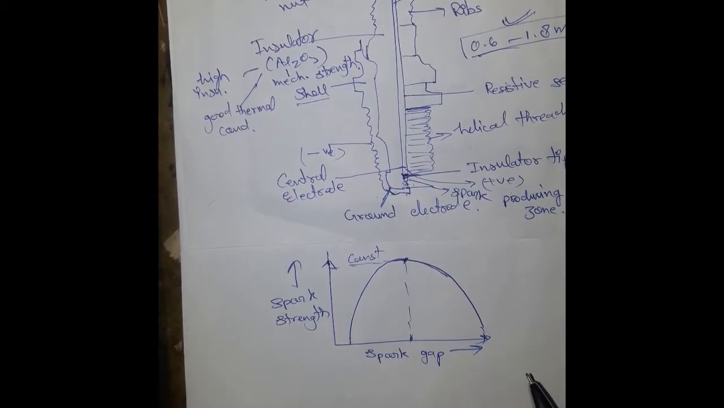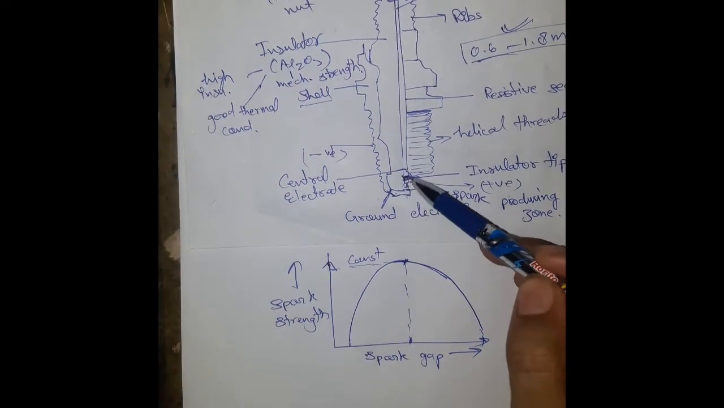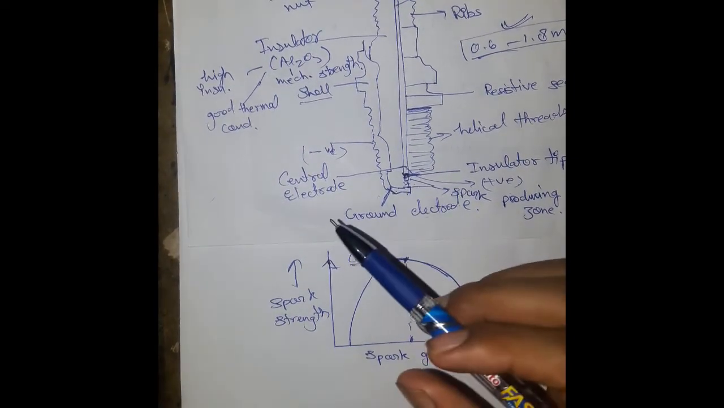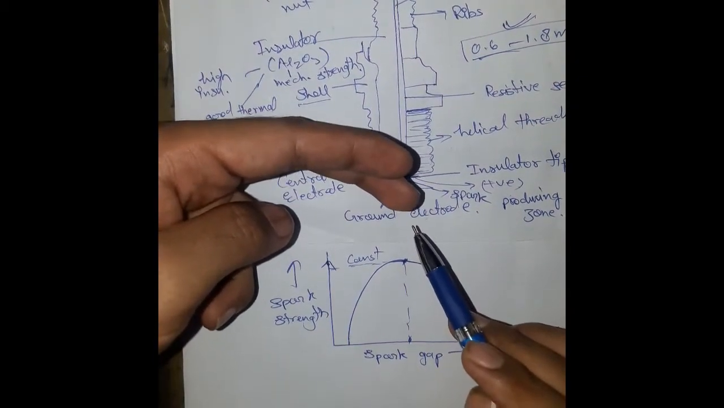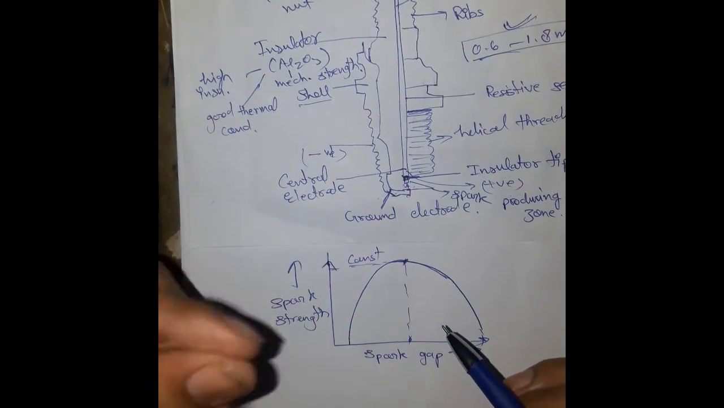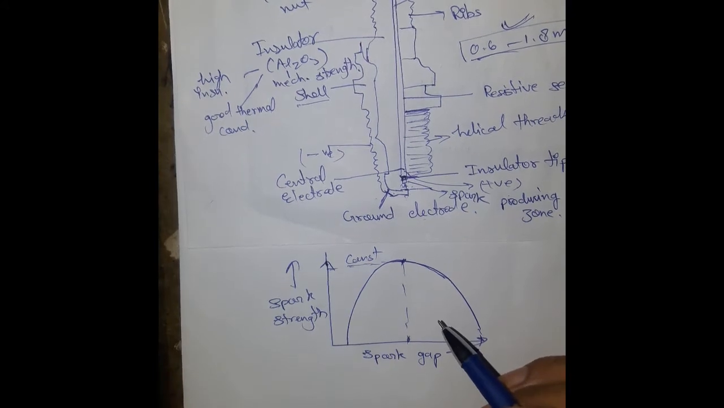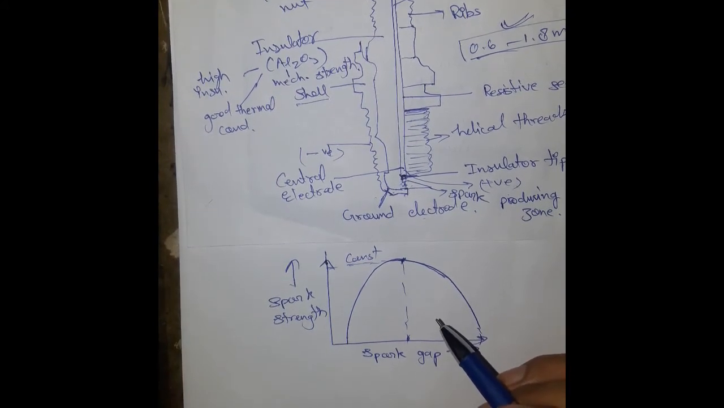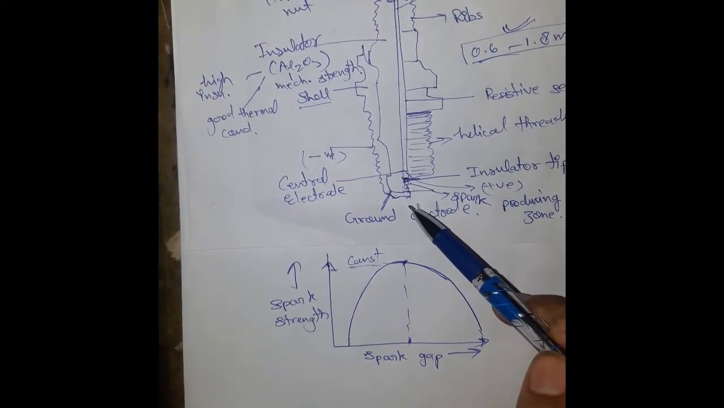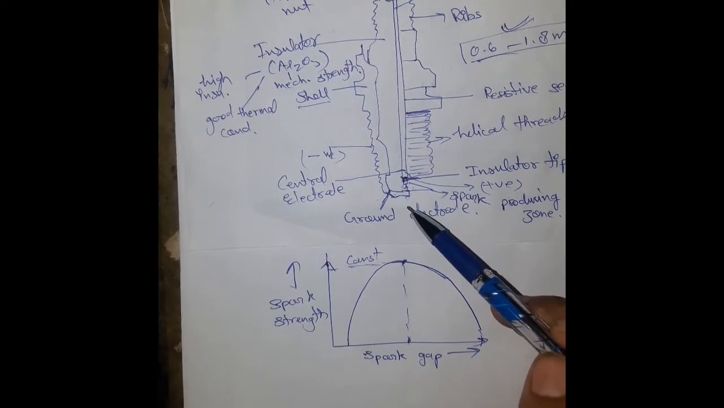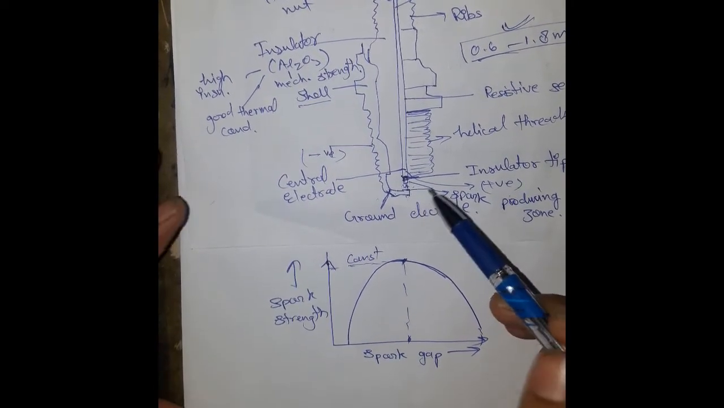Now let's practically understand this. Practically, what happens if we keep this gap too low, or if we move the ground electrode or the central electrode too near to each other? The air gap that is present between them is not that resistive that it can resist the flow of current through it. So the voltage that is required to produce the spark to initiate the combustion reaction is not reached, and the current passes prior to that.